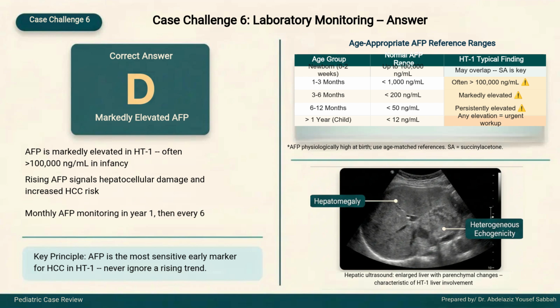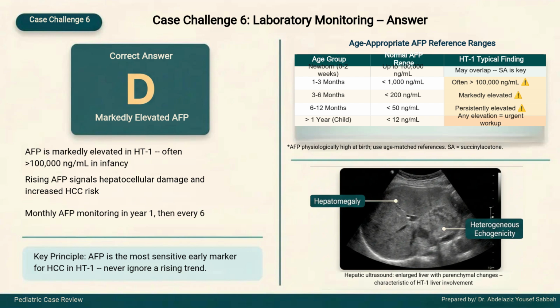It is important to use age-appropriate reference ranges because alpha-fetoprotein is physiologically high at birth, up to 100,000 nanograms per milliliter in the first 2 weeks. By 1 to 3 months, normal is less than 1,000. By 3 to 6 months, normal is less than 200. By 6 to 12 months, normal is less than 50. After 1 year, any elevation requires urgent workup.